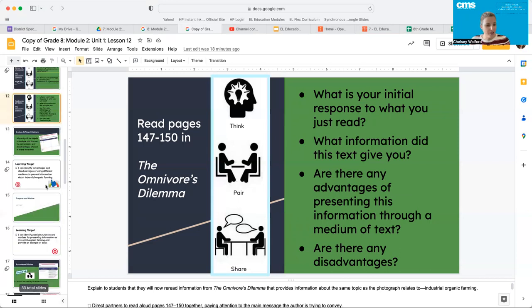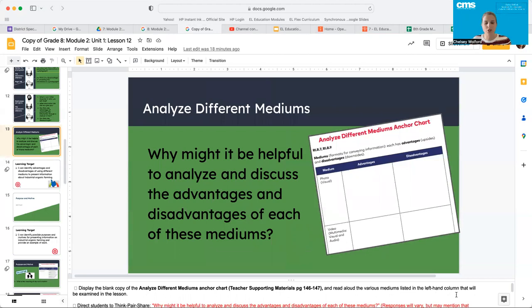All right, guys, so now that you've done that, let's move on to your Analyze Different Mediums anchor chart, okay? Your teacher should display this, and you guys are going to work to fill this in together, okay? So why might it be helpful to analyze and discuss the advantages and disadvantages of each of these mediums? Why are we having this conversation?